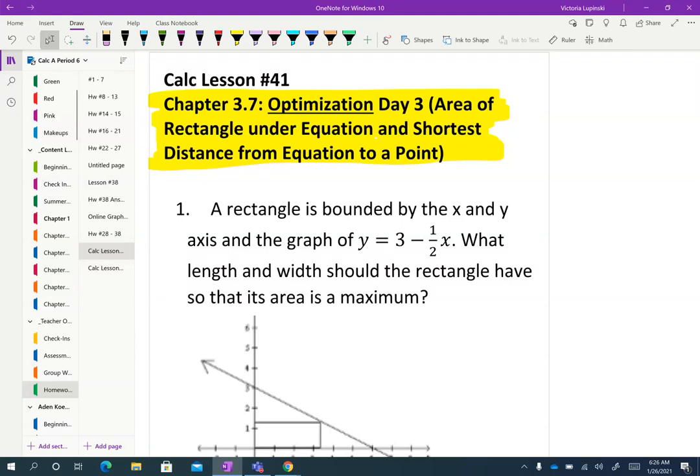All right, welcome everybody. Today we're going to talk about Calc Lesson number 41. This is our third day of optimization, and the theme is finding the area of a rectangle under an equation and finding the shortest distance from an equation to a point. So kind of a mouthful.